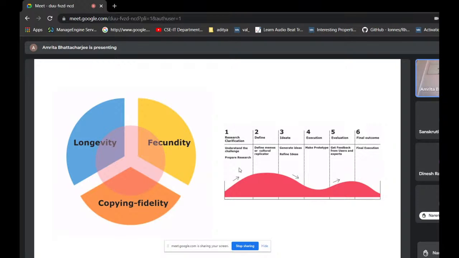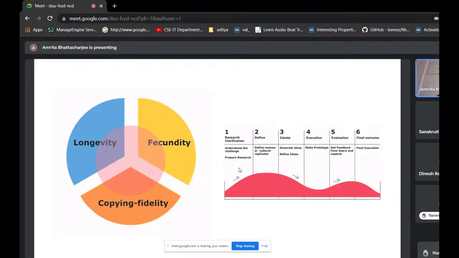So if any particular cultural element or cultural replicator has these values, like it has survived for a long time, generation-wise it has survived, and even in the present scenario also it is getting transferred very rapidly with copying fidelity, then we can say that this particular idea is a kind of meme, like the way a gene works in a biological system. In a cultural system, this also works, and we need to consider those cultural elements while we are designing anything. So in the design thinking process, we need to consider those cultural elements which have survived generation-wise or which have survived for a longer duration in a particular community.